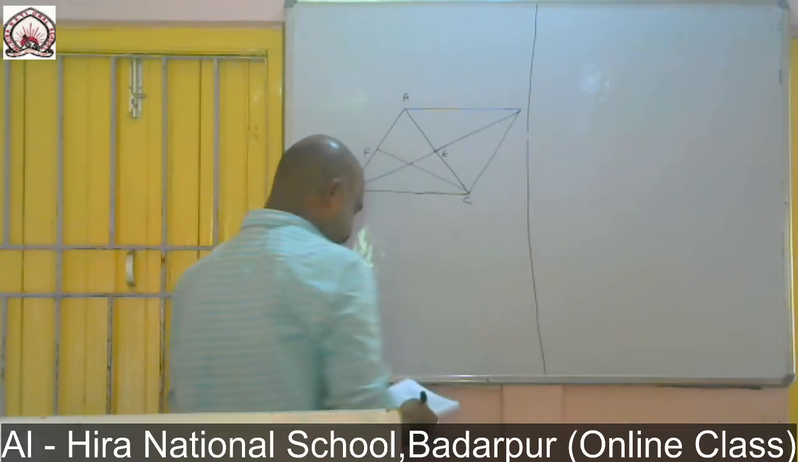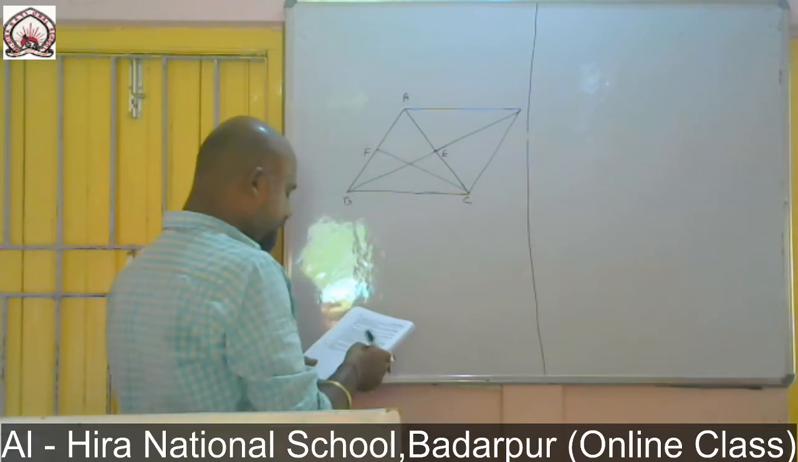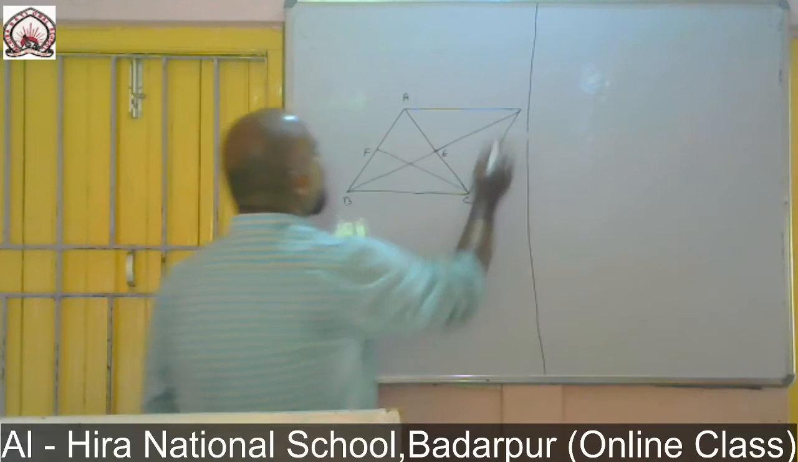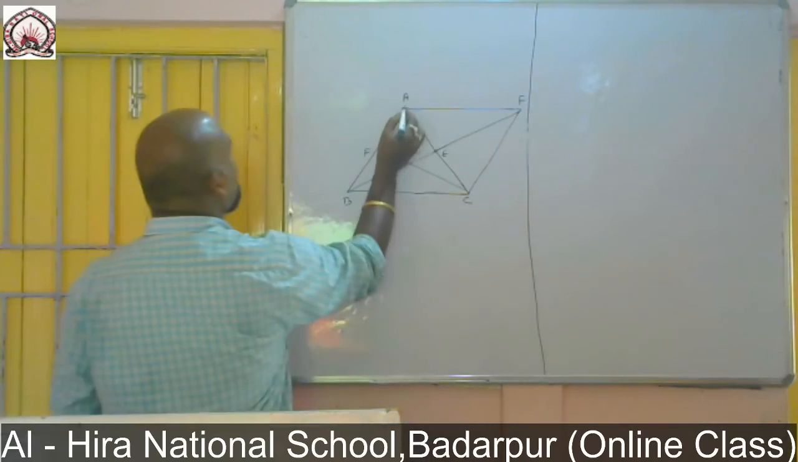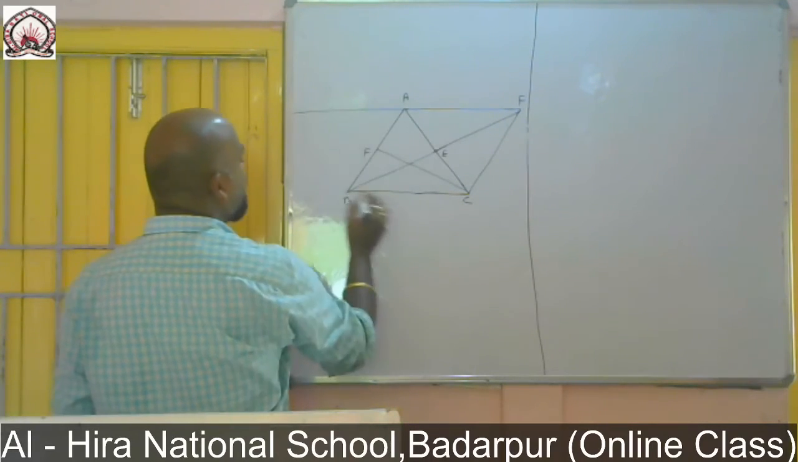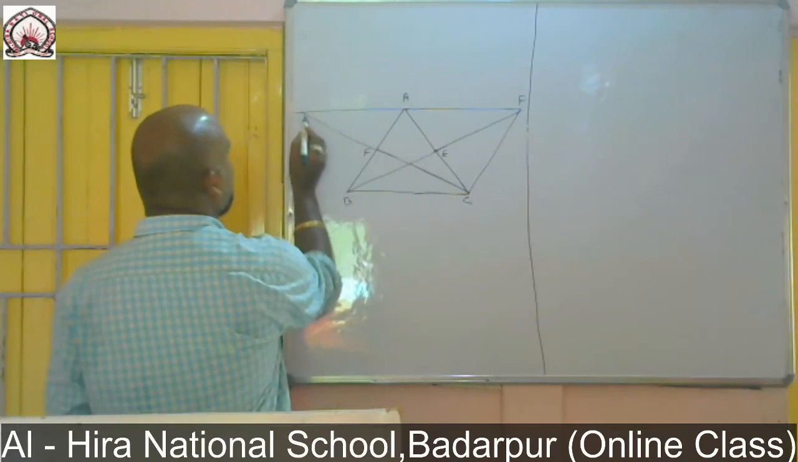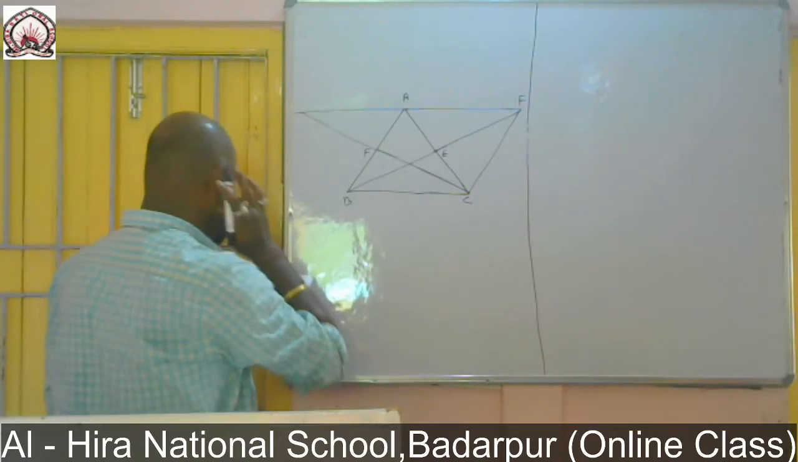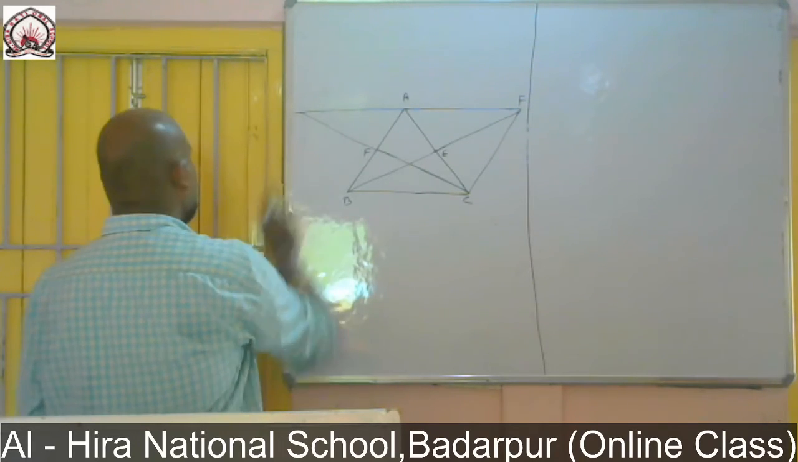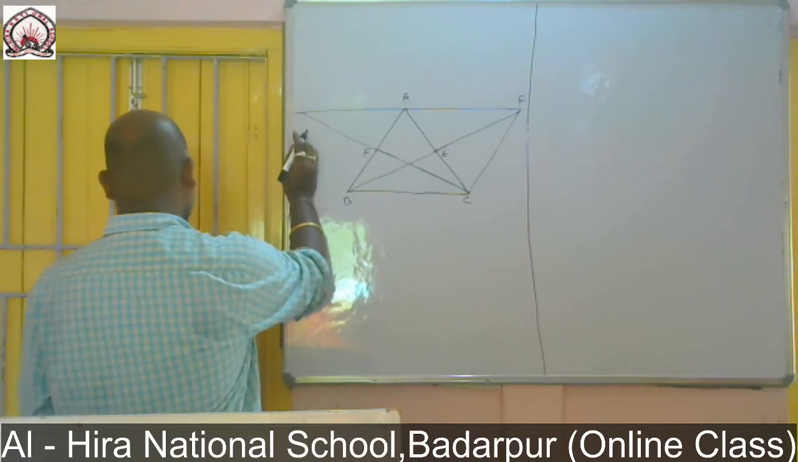They are extended. The line BE is extended up to the point F. And the line CF is extended up to the point G.